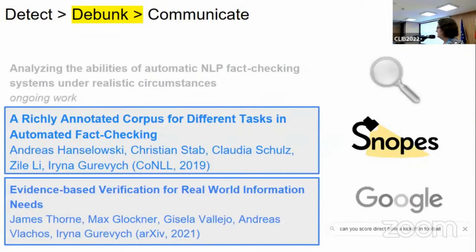And if you are interested in more details about our work, we have two data sets: a richly annotated corpus for different tasks in automated fact-checking based on the Snopes data, and another one together with the FEVER group on evidence-based verification for real-world information needs.